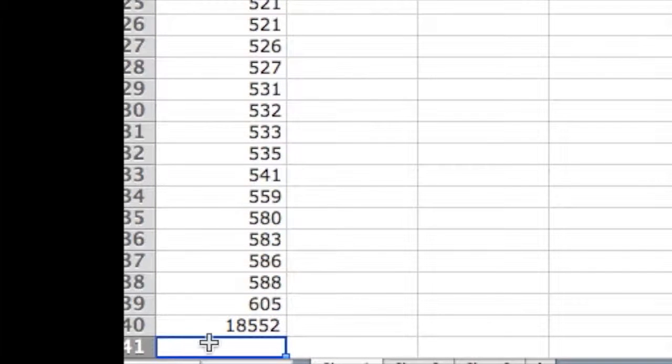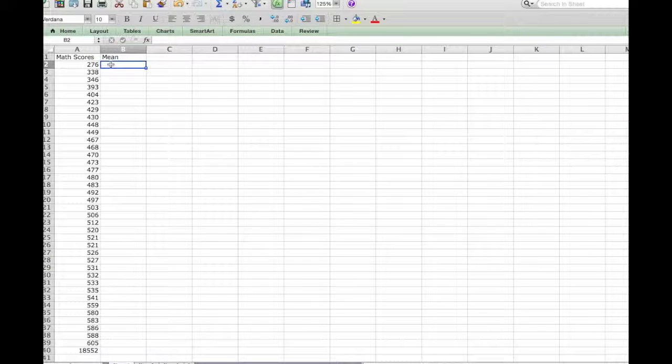So I find that the sum is 18,552. So I'm going to take that number and divide it by 38. So I'm going to put a little equation in here. I'm going to say 18,552 divided by 38. And we find that the average score, or the mean score, is 48.21. And we're going to round that, so I'm going to change these decimals to just 2 decimal places. And we'll just go 1 decimal place. All right, so there's the mean, the average score, 48.2.